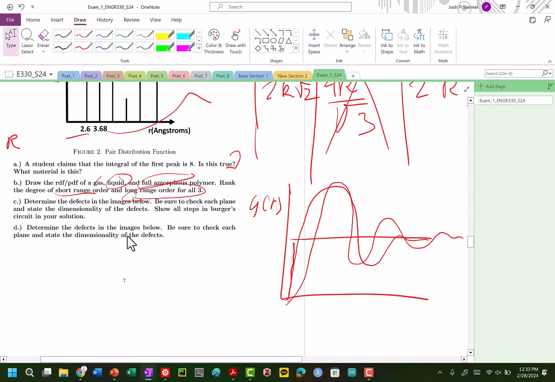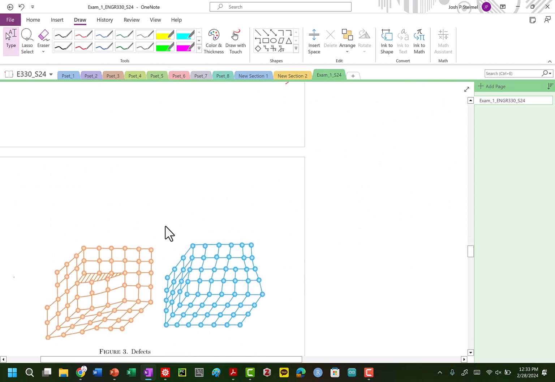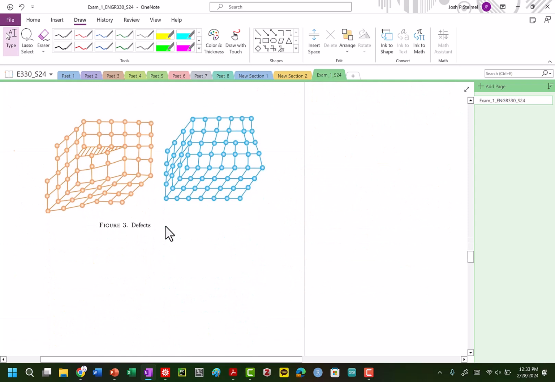Be sure to check each plane, see the dimensionality defect, show all steps in the Burgers vector, and so on. So these are all 1D defects because there is no defect in here, and we can show that. And there's no defect here. There's a kind of a defect here, but it's from here. So these are all line defects, dislocations, either edge or screw. I'm going to pick my tangent vector, coming out of the board. That's my first step, my T.